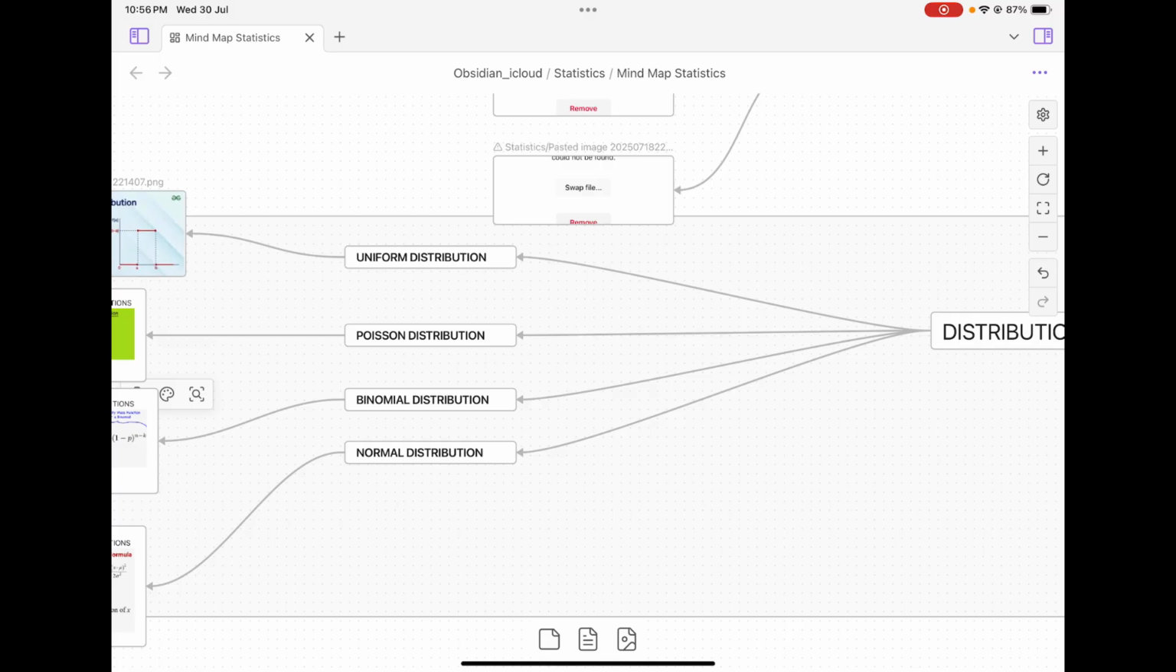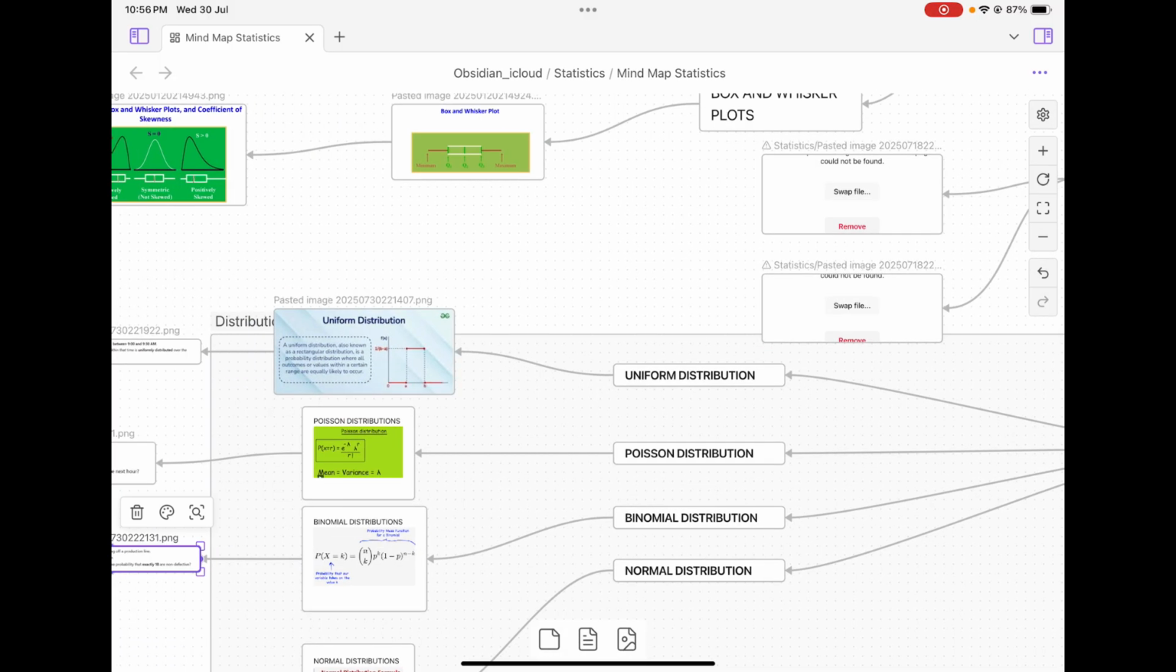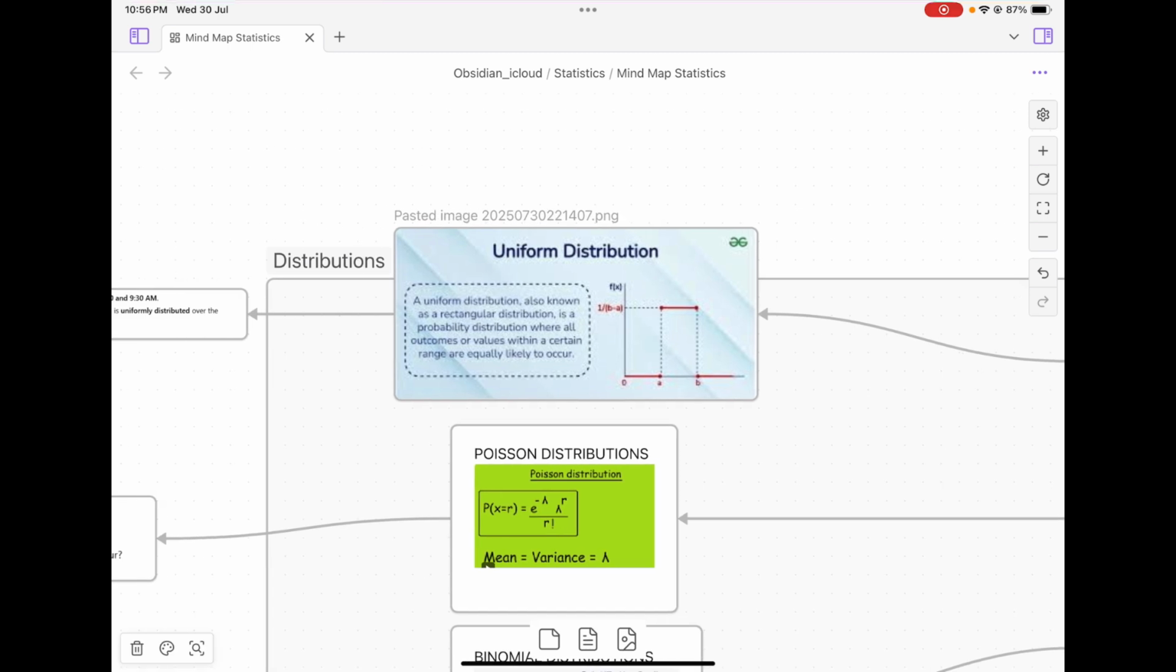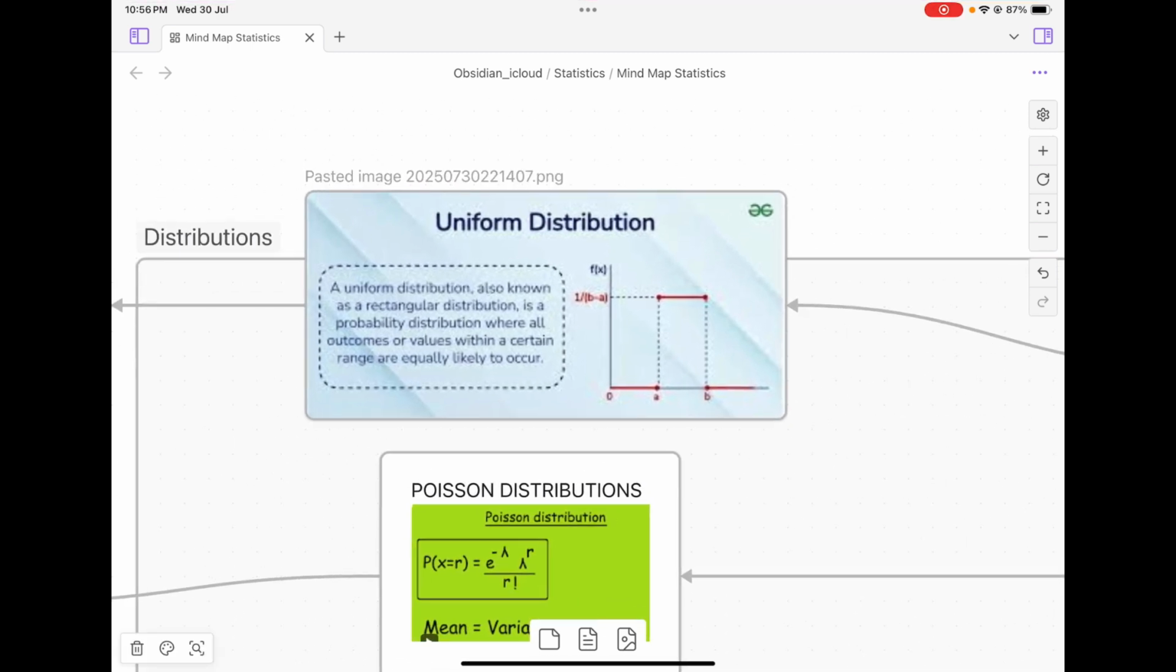Okay. So let us first look at the case of uniform distribution. Just like we have seen one example of that, it is known as a rectangular distribution. It's a probability distribution where all outcomes or values within a certain range are equally likely to occur.